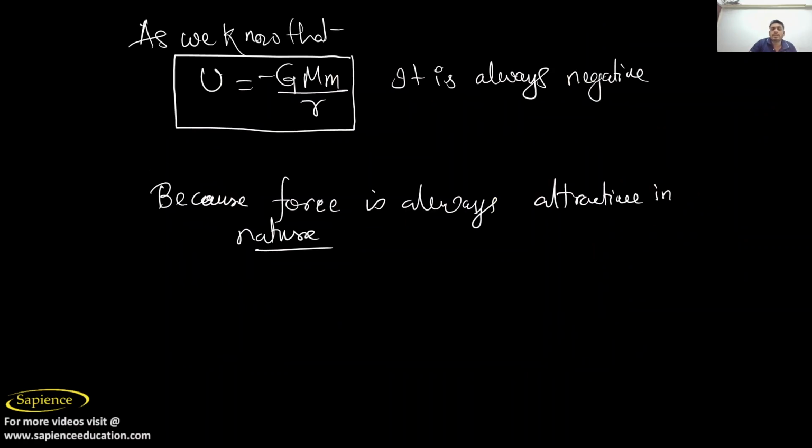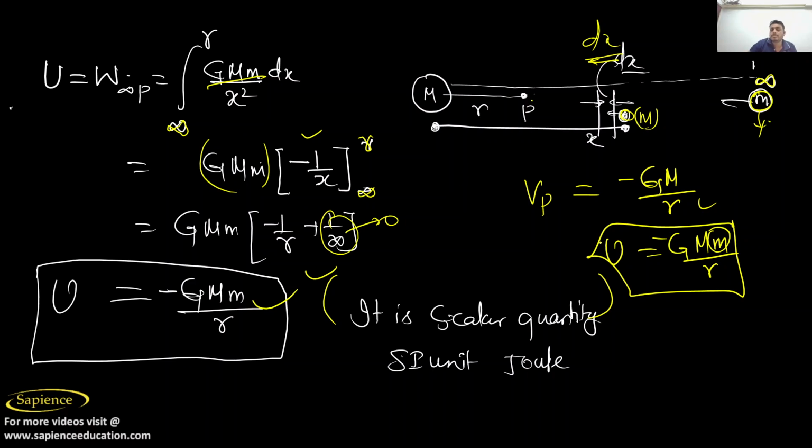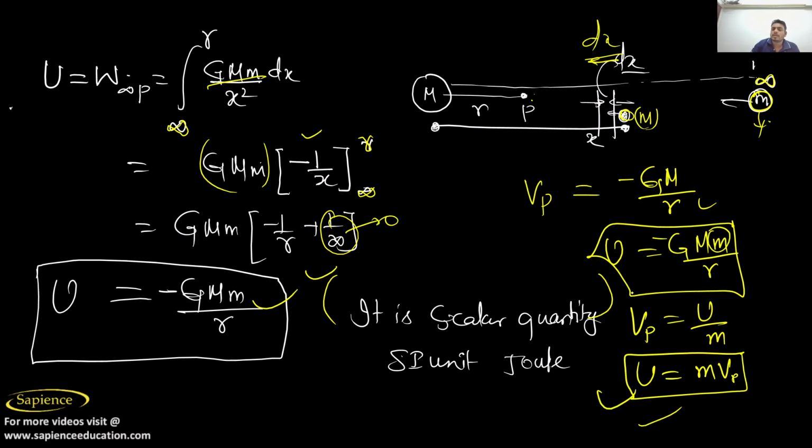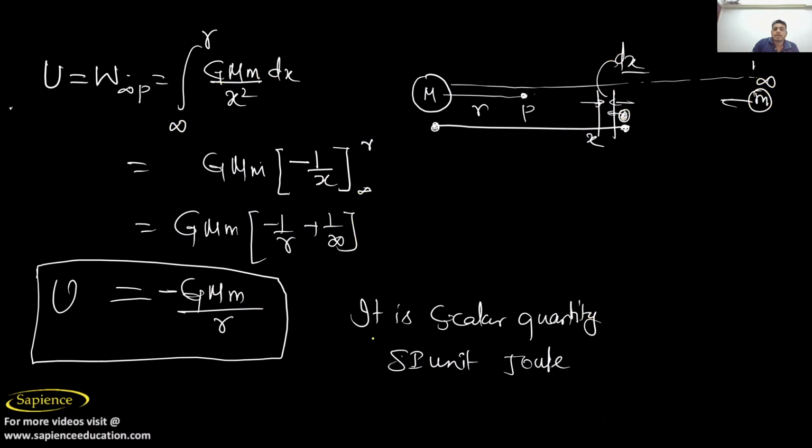If you want to find a relation between these two, how will you find it? See here, Vp is equal to U by mass. So potential energy can be written as mass into potential. This is the relation. Because potential has a formula V is equal to minus G M by R, from this you can find a relation, and you will get U is equal to m into Vp. I hope you have understood this.